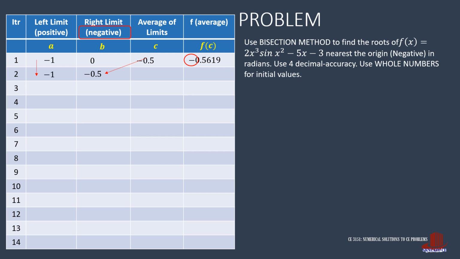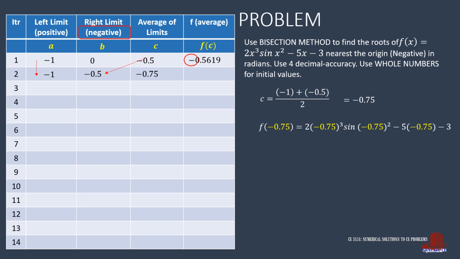The left limit remains the same at -1. After completing the first two columns, we complete the rest of the iteration by taking the midpoint, that is the average of -1 and -0.5, which is -0.75. Use this value in the function to have 2 times -0.75 cubed plus sine of -0.75 squared minus 5 times -0.75 less 3, which brings about positive 0.30003. This completes the second iteration.